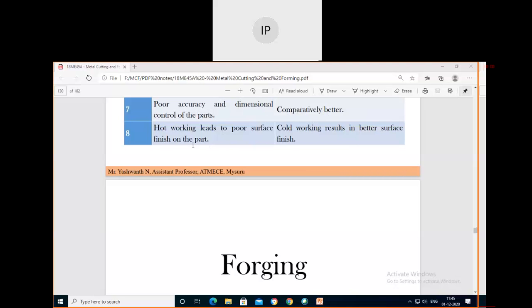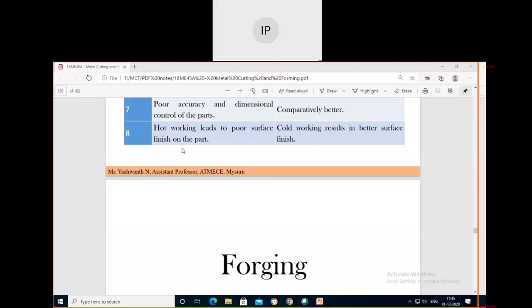If you see the eighth one, hot working leads to poor surface finish on the part. This is most important. But cold working results in a better surface finish. These are some differences between hot working condition and cold working condition. So many times in exams, this question comes: differentiate between hot working process and cold working process.